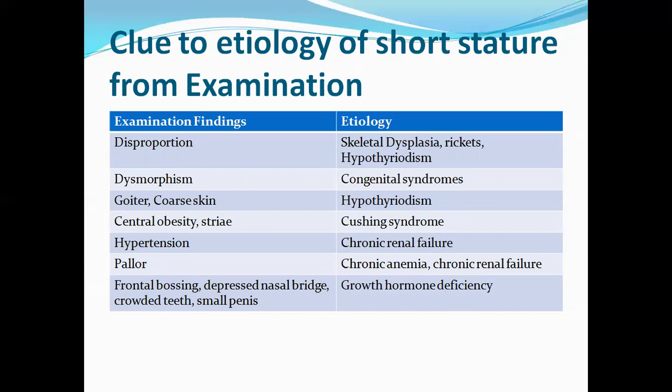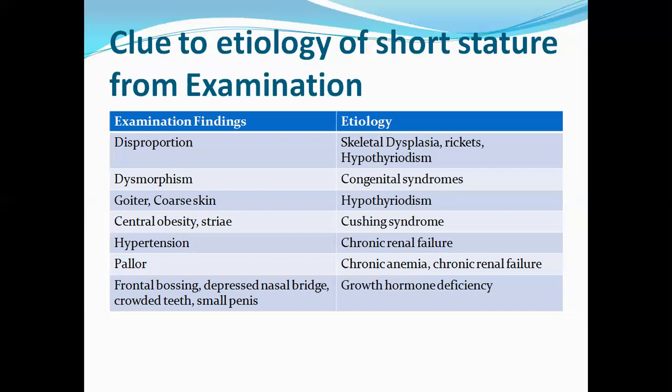Hypertension: it is very important to take the blood pressure. It may be the only sign of chronic renal failure. Pallor may be due to chronic anemia or chronic renal failure. Now, frontal bossing, depressed nasal base, crowded teeth, and small penis are again the signs of growth hormone deficiency.